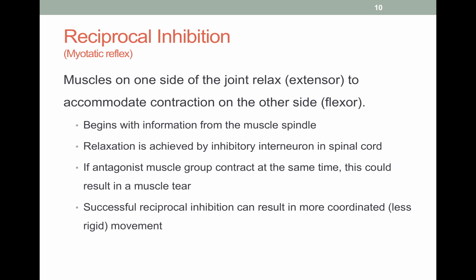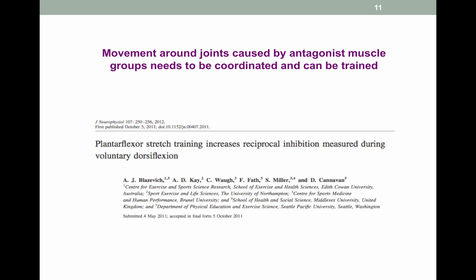Okay, so with this reciprocal inhibition, I have written out here just for your notes everything that we talked about in the last slide through the figure. So muscles on one side of the joint relax, that's the extensor, to accommodate the contraction on the other side. So I'm going to skip through this. This is really just for your notes. But coming back to this idea of reciprocal inhibition that can make a more coordinated, less rigid movement. So this is an example of how you can train this, or one piece of evidence that this is something that can be trained over time.